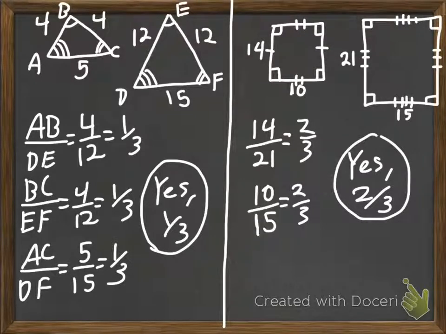And here are the solutions to those two examples. As you can see, yes, they are both similar. The triangles are similar and their ratio is 1/3, or you could have gotten their ratio as 3. And the rectangles are also similar, and their scale factor is 2/3, or you could say the scale factor was 3 over 2.